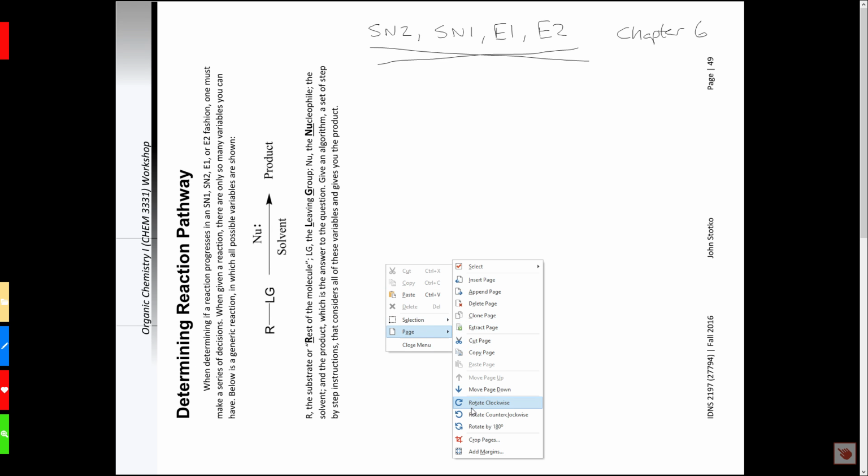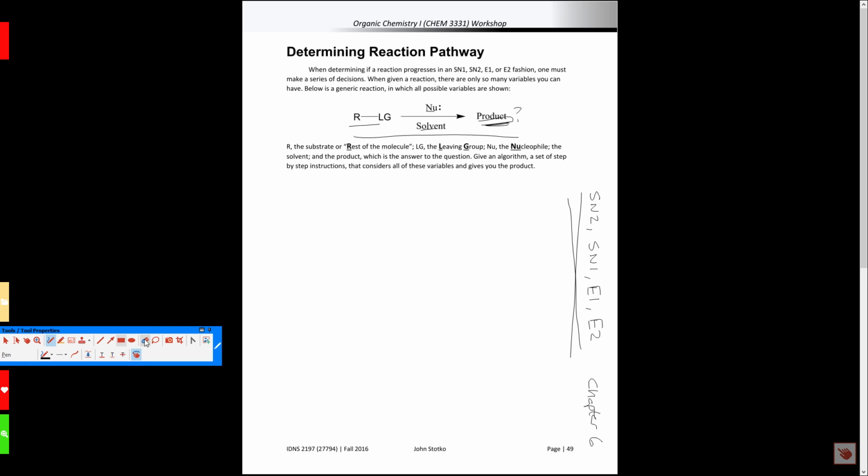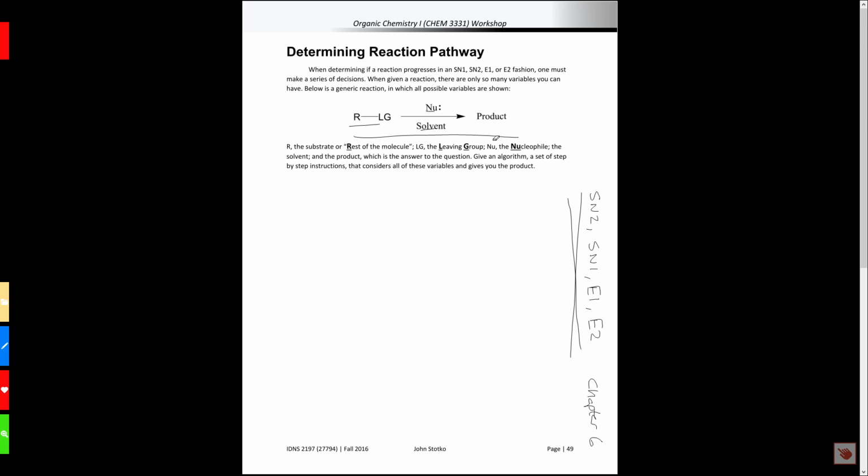Now, what I want to come to today is getting over that large problem where you're given a reaction. Here I've made everything a variable as much as I can to generalize it. On a test, you'll be given this reaction, and you're told to give the product, or you are given the product and asked to go backwards to find out what the starting material was.